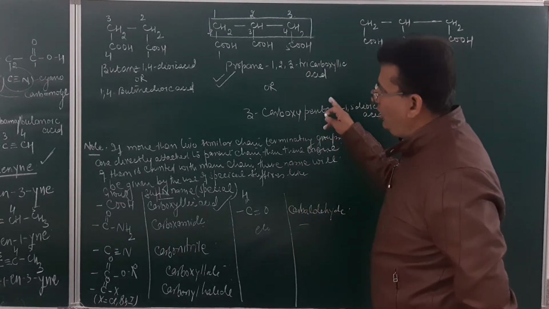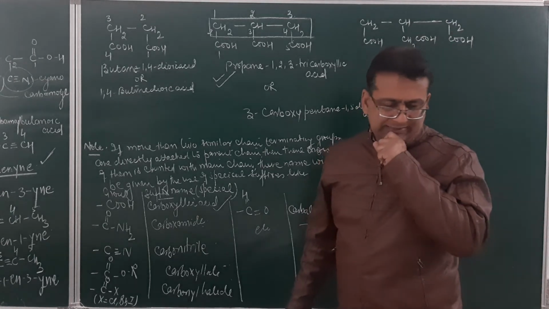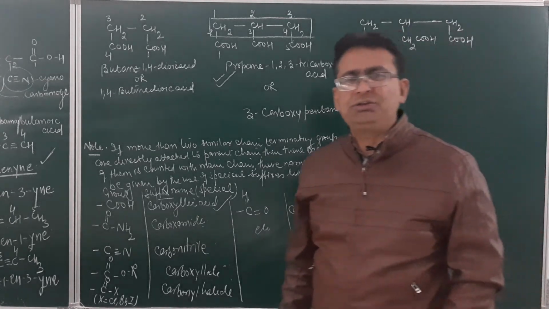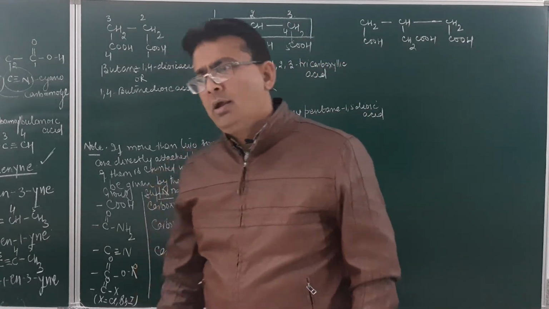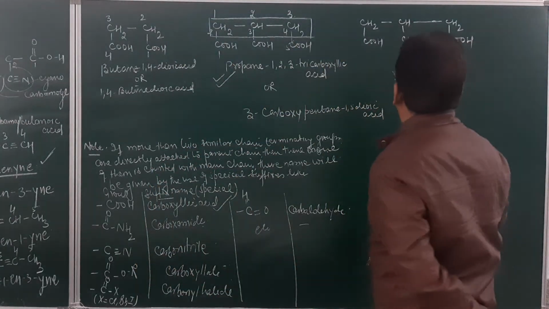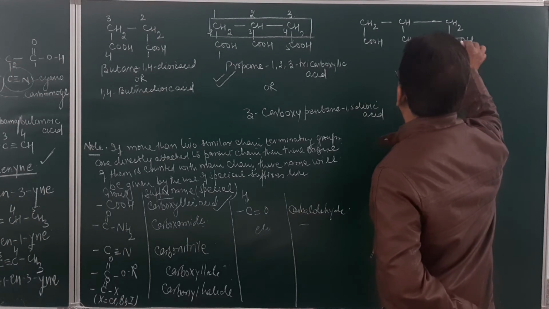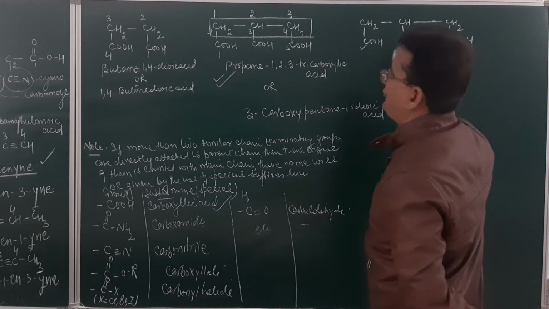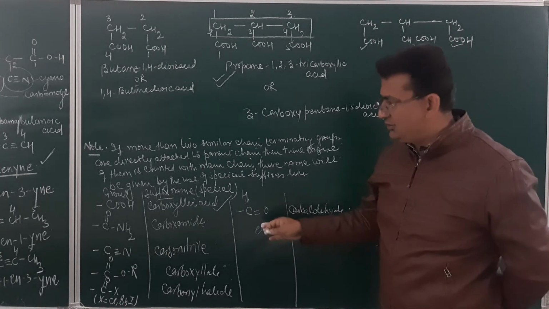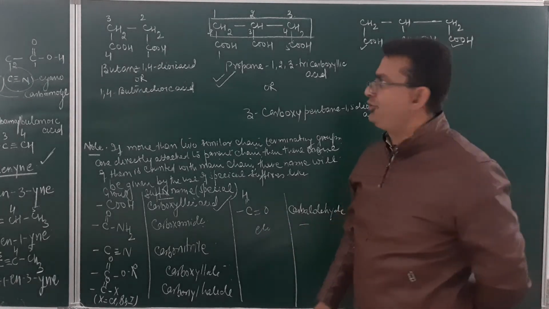The rule has to be applied if more than two chain terminating groups are directly attached to the parent chain. Now just look at this example. Here this COOH group is directly attached, but this COOH group is not attached to the main chain. So naturally this rule cannot be applied over here. So what will we do?